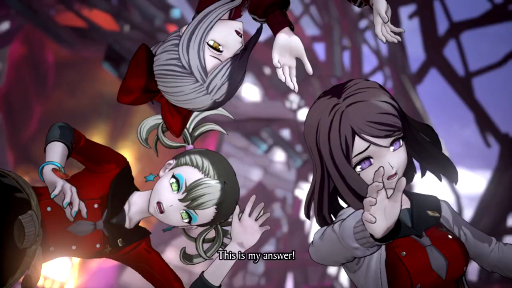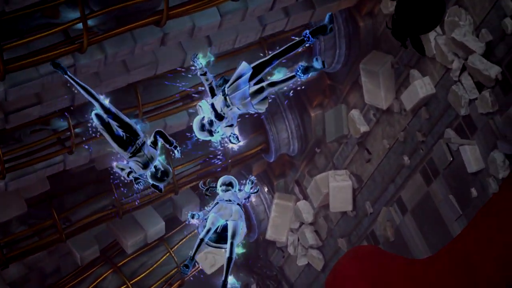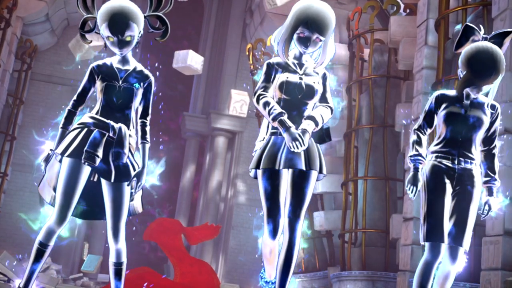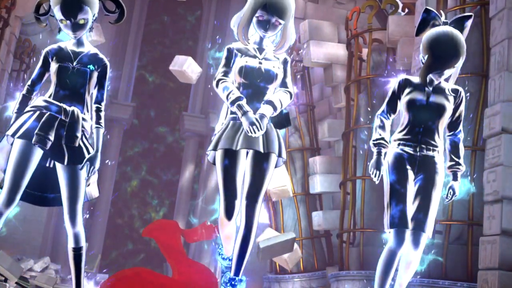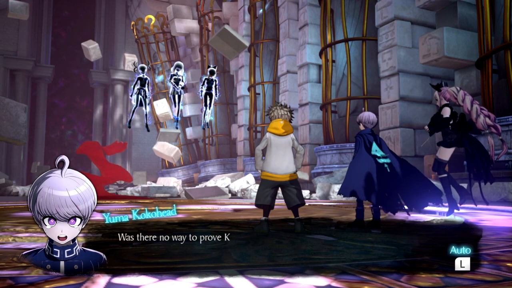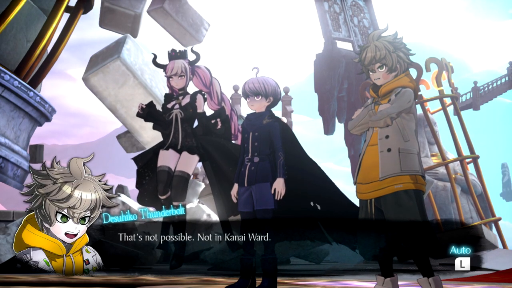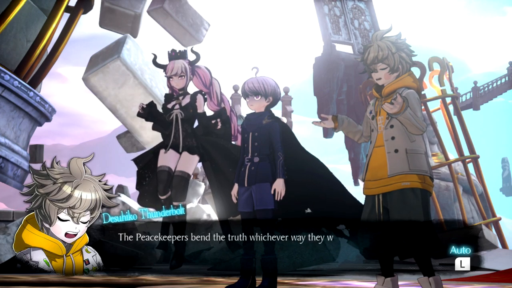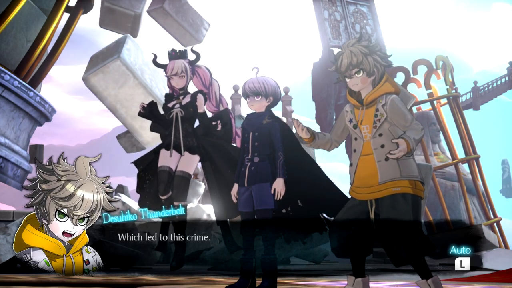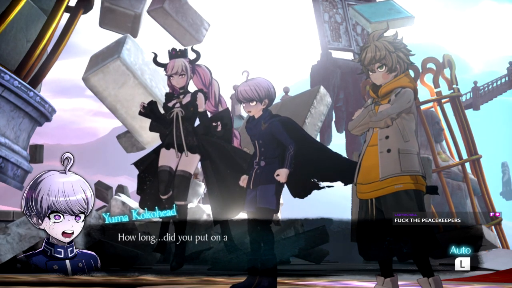Is my answer! Was there really no other way? Was there no way to prove Cotton did this without killing her? That's not possible. Not in Kanai Ward. The Peacekeepers bend the truth whichever way they want to. The three girls couldn't get justice from them. Which led to this crime. But that... it doesn't make it right! How long did you put on an act for this?